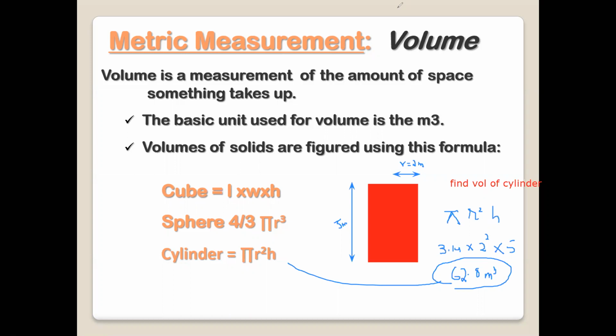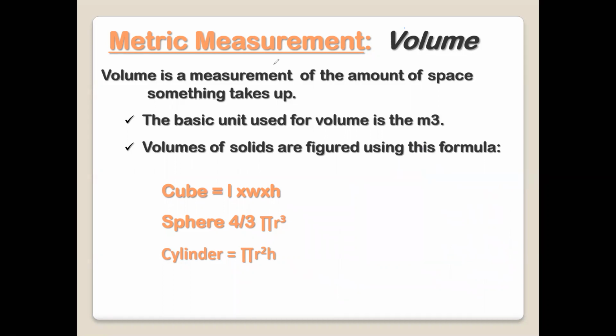Okay, sir. Thank you. And all should be in the same unit. For example, if in this question the radius was 2 centimeters and the height is 5 meters, then I cannot substitute in the formula. I should have both in the same unit. If the radius is in centimeters, the height should be in centimeters. If the radius is in meters, the height should also be in meters. Same units. Is it clear to everyone?